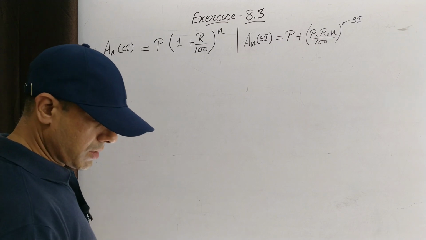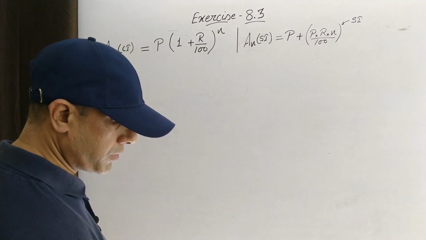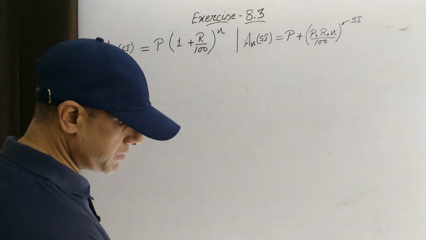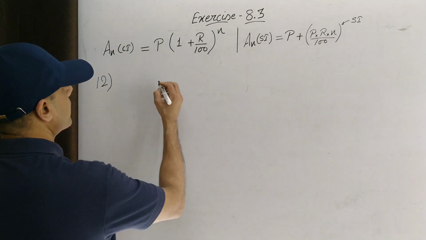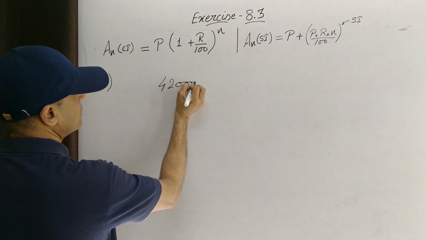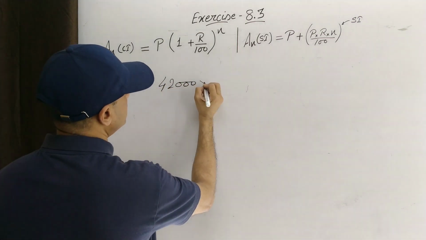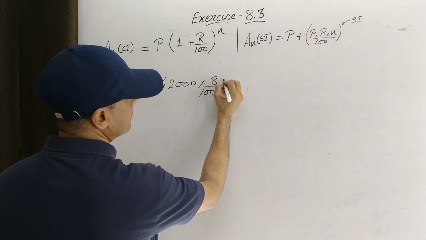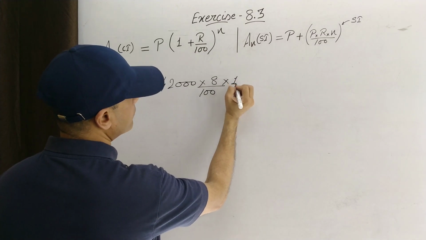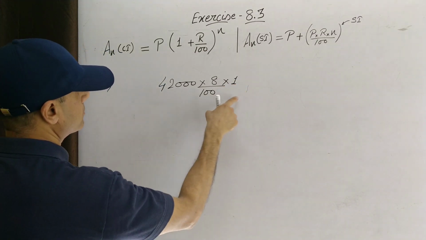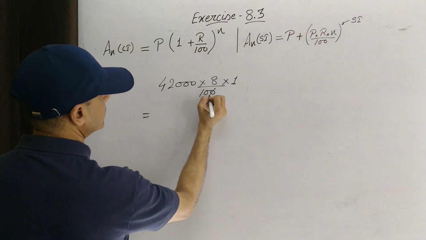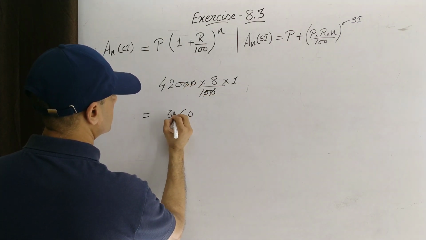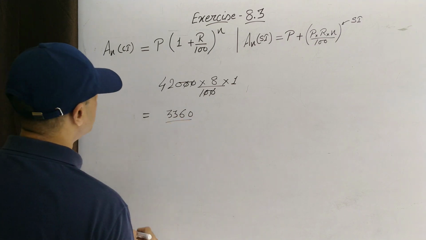Question number 12. A scooter was bought at rupees 42,000. Its value depreciated at the rate of 8% per annum. Find its value after 1 year. So value of the scooter is 42,000, and it depreciated at the rate 8% per annum, and the amount of depreciation after 1 year will be equal to this much. So we get the values as, so this is the amount of depreciation.